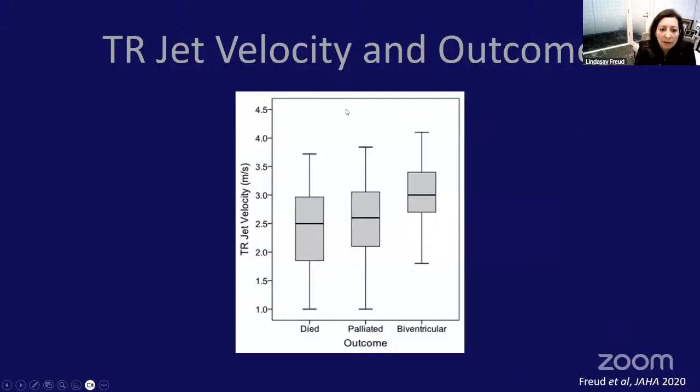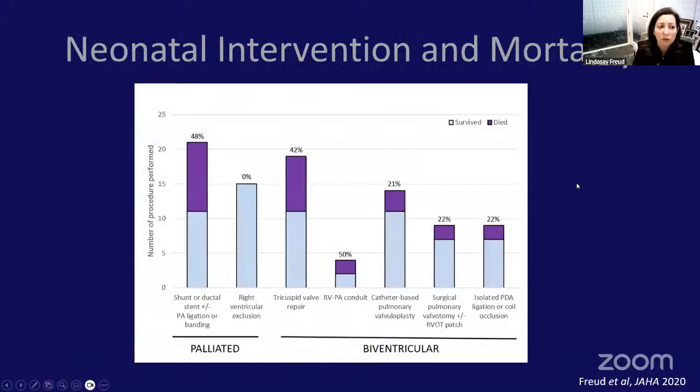But it is important to remember that TR jet velocity is really correlated with what the overall neonatal outcome is. So those with the lowest TR jet velocity were more likely to die, and those with the best TR jet velocity were likely to make it out of the hospital alive with a biventricular circulation. And those with TR jet velocities in the middle oftentimes had a palliated outcome in between. So just to look at sort of the spectrum of outcomes.